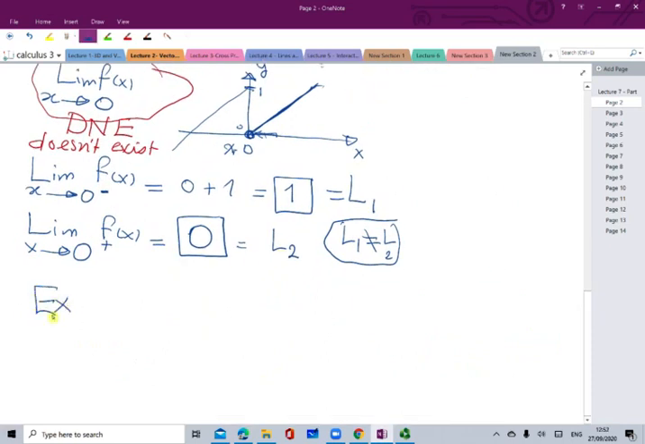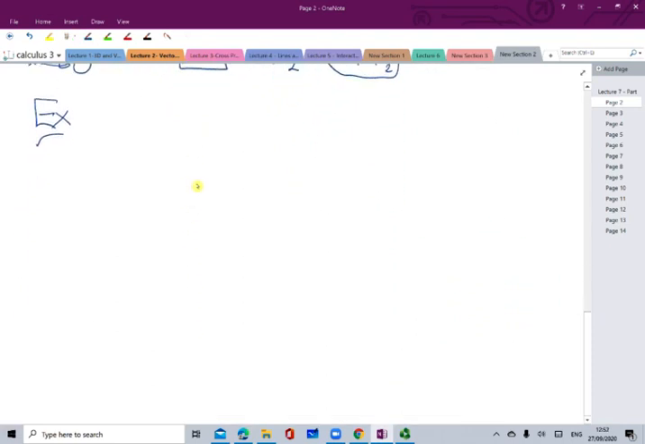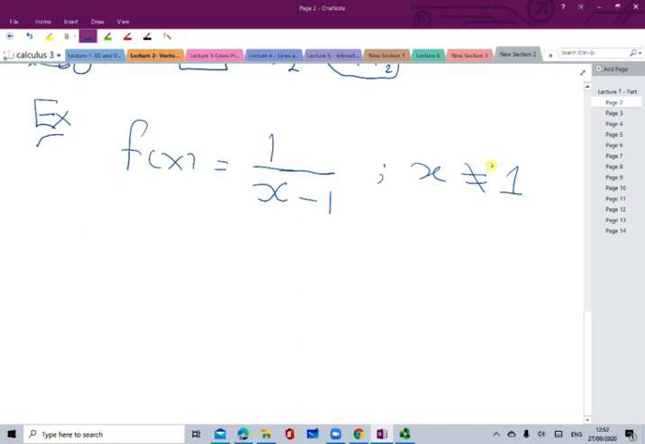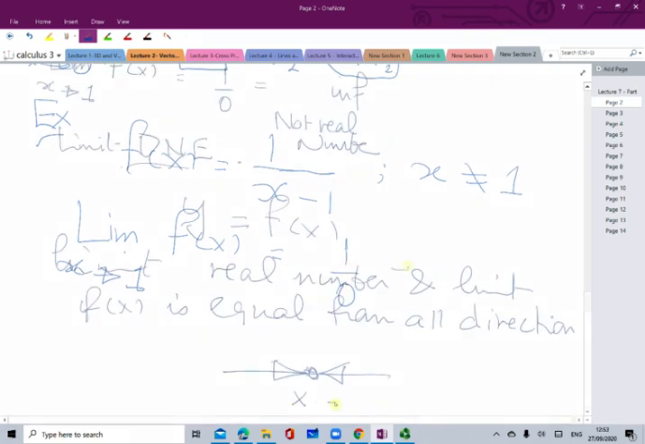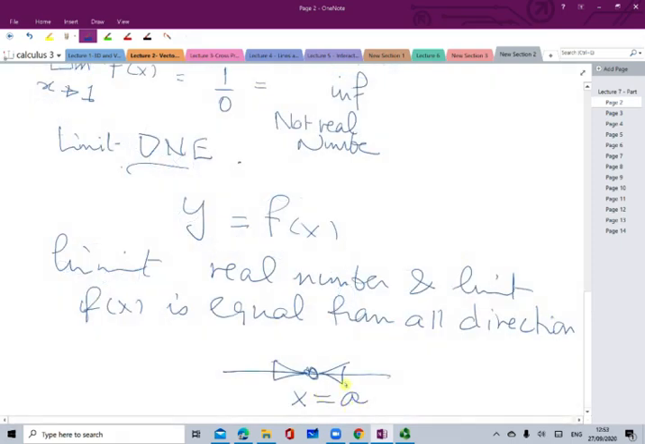Other examples that don't have a limit are when I don't obtain a real number, like this example, f of x is equal to 1 over x minus 1. Actually, x is not equal to 1. This is not in the domain. But what if I want the limit for the function f of x as x approaches 1? For the limit as x approaches 1, I get 1 over 0 when approaching the point x equal a.